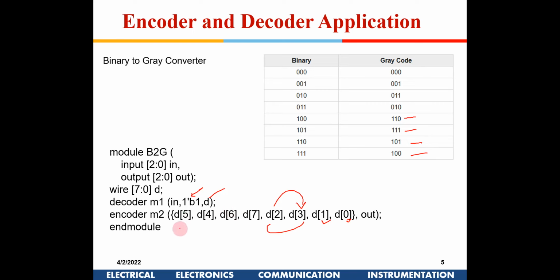So accordingly, you have to look at this table and then swap these data accordingly, right. So you will have to write these values accordingly, so that you get the gray code. Okay, so this is one application. So we'll do the simulation and we'll confirm this.